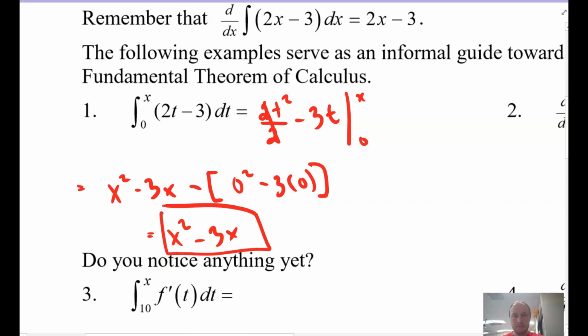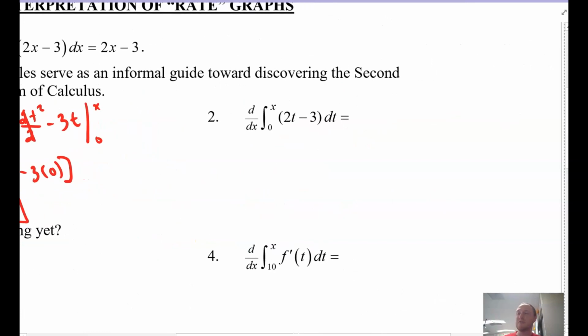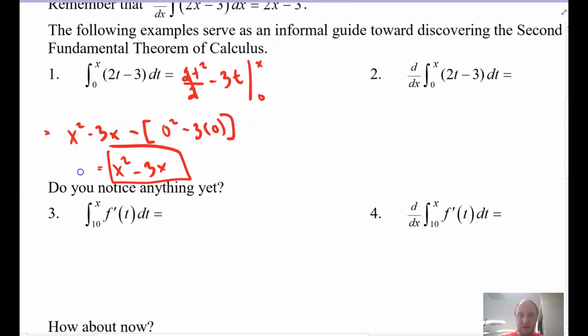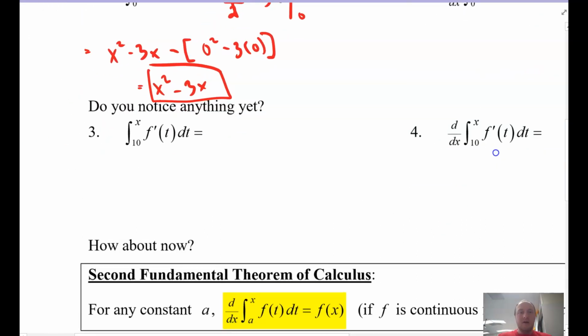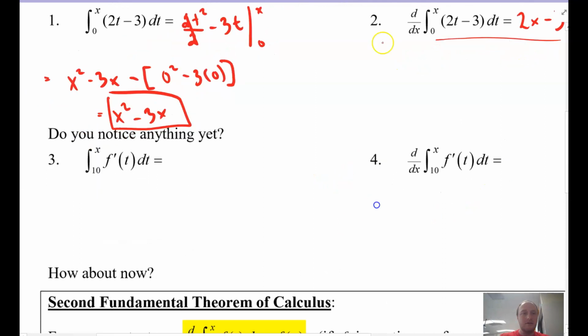Okay? Now what we want to do is take the derivative of that same integral. When we take the derivative of that integral, what we're doing is taking the derivative of this answer here, which is 2x minus 3. It says, do you notice anything yet? Do you notice anything? Okay. Let's go ahead and look at another example.